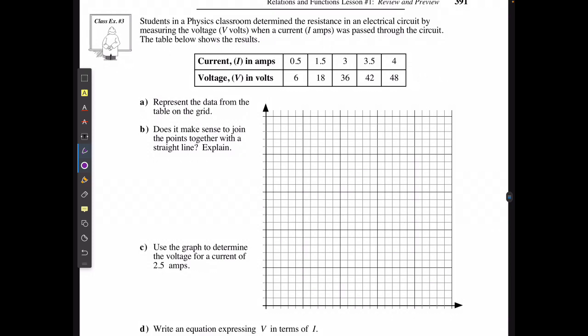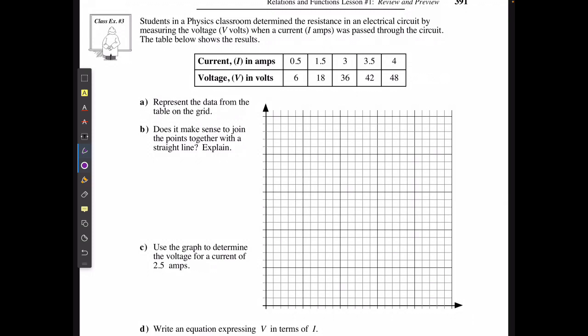For this example, students in a physics classroom determined the resistance in an electrical circuit by measuring the voltage in V volts when a current in I amps was passed through the circuit. The table below shows the results.